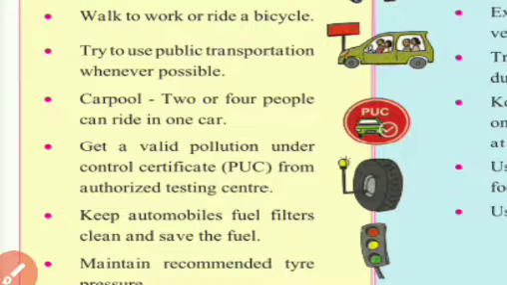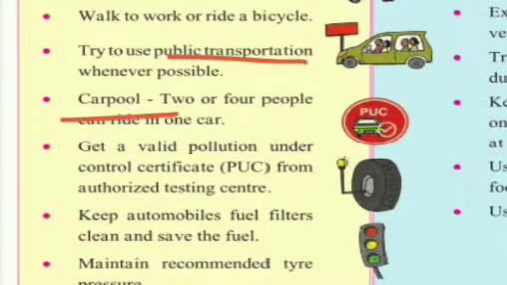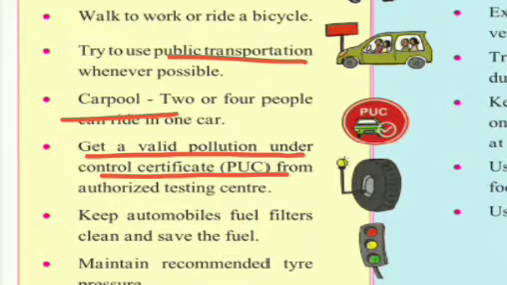As told earlier, we should use public transport facilities and not private transport. If we want to use private transport, then we can at least go for carpool, where 2 or 4 people can ride in one car. Instead of using 4 cars, carpool can be the best option. Get a valid Pollution Under Control certificate, PUC, from authorized testing centers. We should get this certificate regularly for our vehicles. This is one very important thing to minimize vehicular emission.